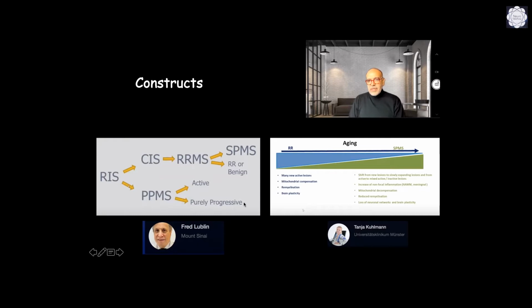But this scheme is dichotomic and binary. And we have other schemes. For example, Tanya Kuhlmann in the last ACTRIMS showed this interpretation of the process where you have the inflammation and the neurodegeneration that coexist from the very beginning, although the inflammation is much more important at the beginning and the neurodegeneration predominates at the final stages of the disease.